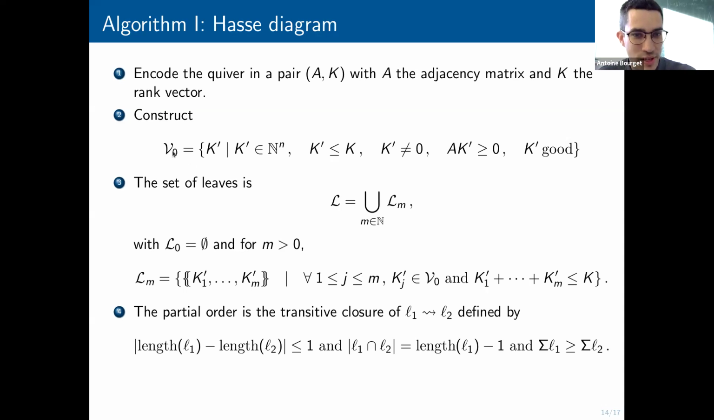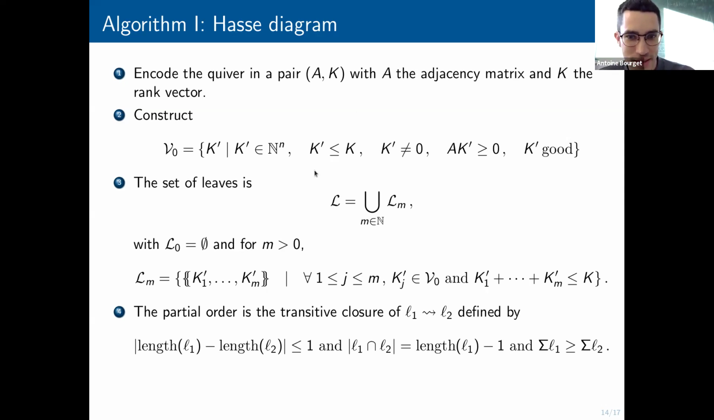This is the set of the good non-zero quivers, which are smaller than the initial one. So it's the set of rank vectors. And you see, you only need to care about the rank vectors because A is fixed once and for all. All the quivers have the same shape. So you take all the K primes, which are smaller than K, non-zero, and K prime should be good. And so good is mostly this inequality. I add this condition here that is good just to exclude, for instance, instanton moduli space, which are technically not good. But okay, this is again a detail.